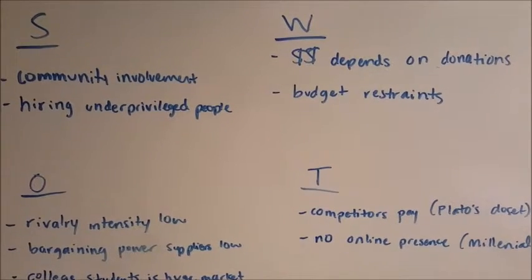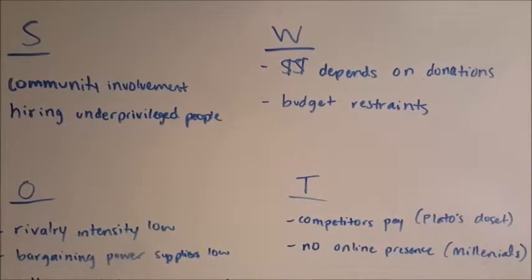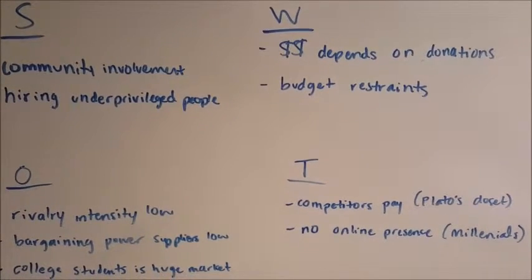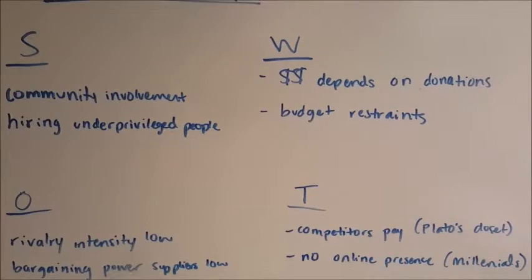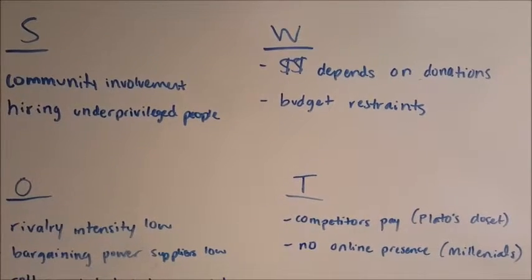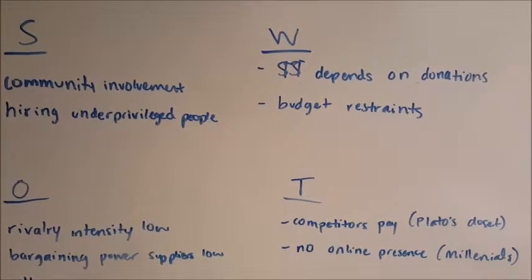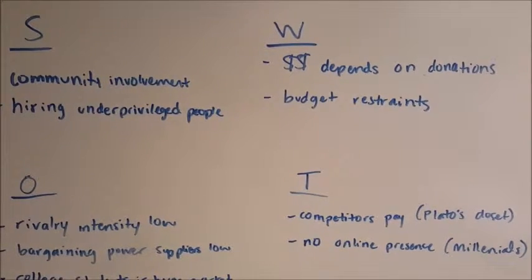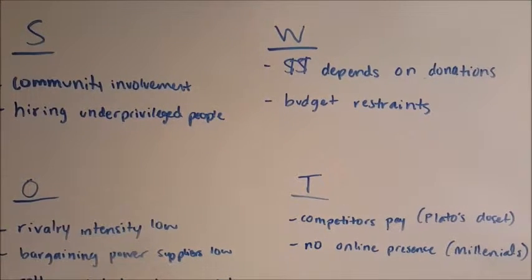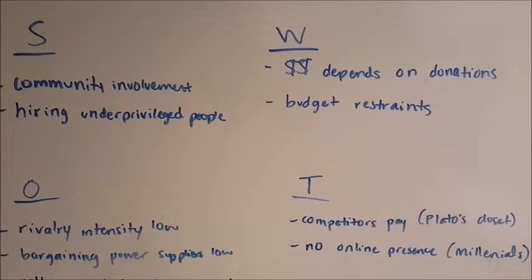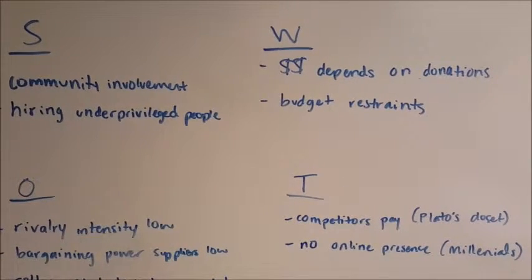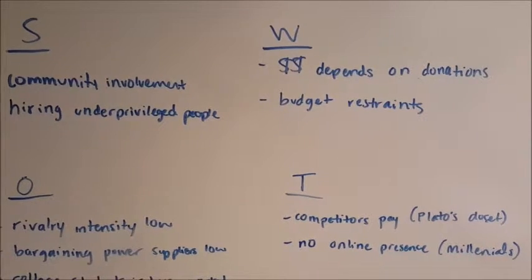First, we will go over the SWOT analysis. Goodwill has some excellent strengths of having a large community presence and hiring underprivileged people. Some weaknesses of the company are that all the revenues are dependent on donations that they receive. This is unpredictable. Another weakness is that the company has budget restraints due to its not-for-profit nature. Some opportunities that Goodwill has is that the industry rivalry is low for nonprofits and bargaining power of suppliers are low since suppliers are regular people.